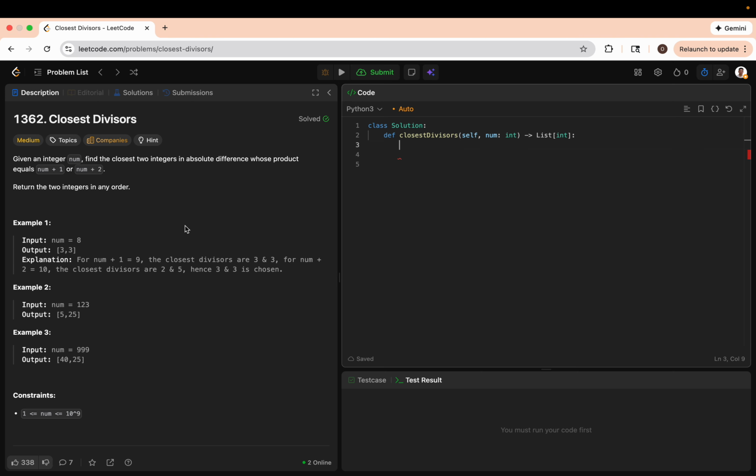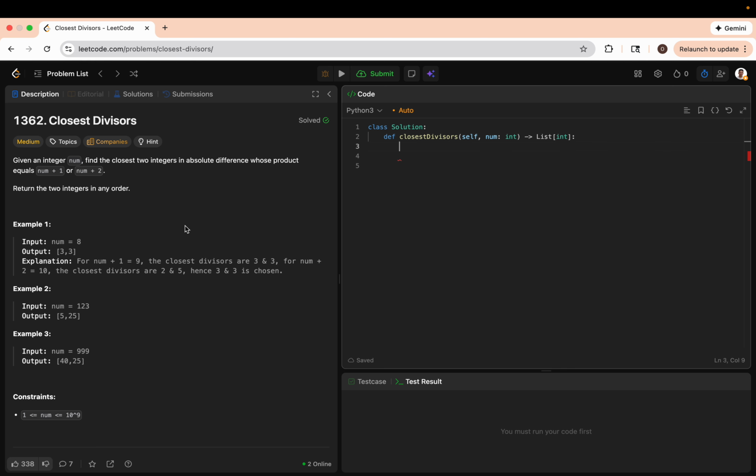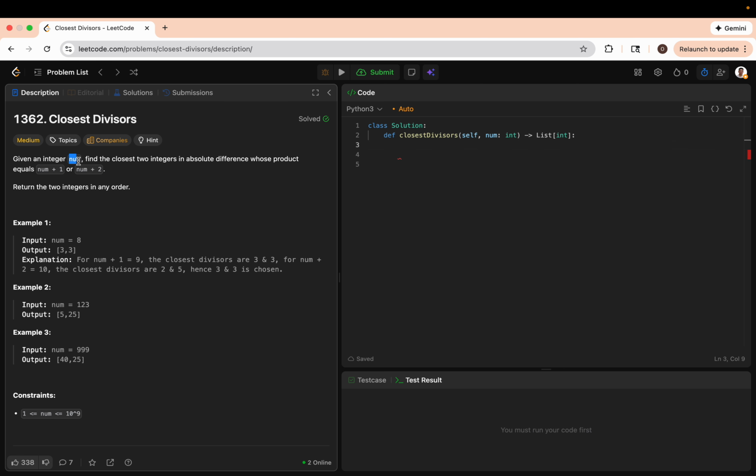So this is question 1362, closest divisors. You're given an integer num and you want to find two integers where if you multiply them, they're equal to num plus 1 or num plus 2, and they have the smallest absolute difference. So let's do exactly that.